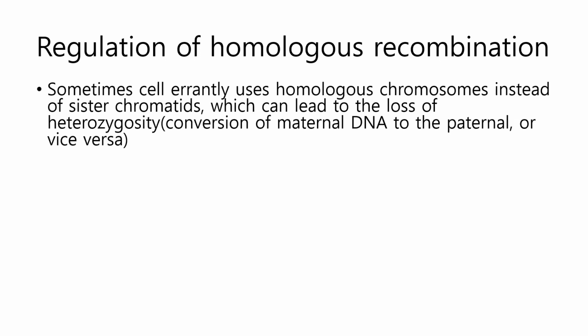Regulation of homologous recombination. It is really important to regulate the homologous recombination reaction, but sometimes the cell errantly uses homologous chromosomes instead of sister chromatids, which can lead to the loss of heterozygosity, which means the convergence of maternal DNA to the paternal or vice versa.